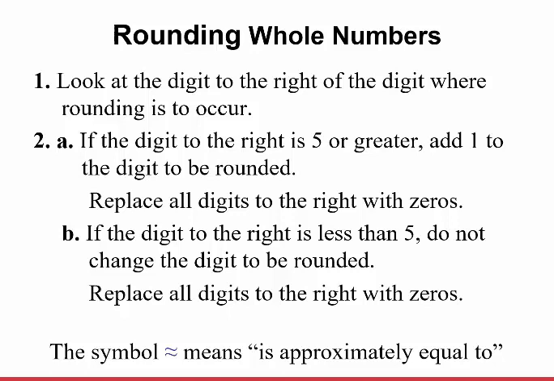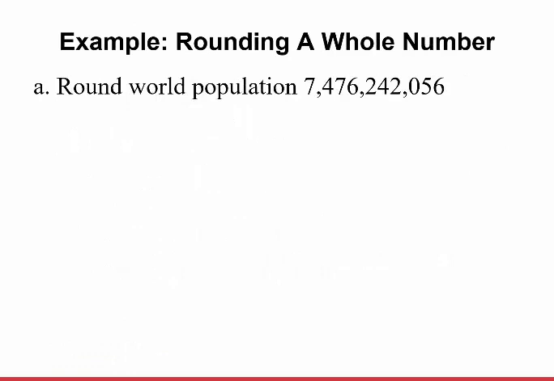We'll do some examples. And second, if the digit to the right is less than 5, you do not change the digit to be rounded, but you replace all the digits to the right of that specific number with zeros. And then we use this symbol that looks like two squiggly lines, like a squiggly equals sign. This means the answer is approximately equal to, or approximate.